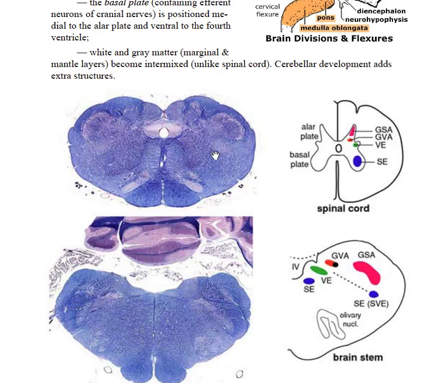Another characteristic of the brainstem is that the white and gray matter are more intermixed. They're not segregated like in the spinal cord. So, for example, here is some white matter, here's some gray matter, here's some gray matter, here's gray matter, here's white matter. And then there are areas where the white and gray are very much intermixed. We'll call this reticular formation in the future.